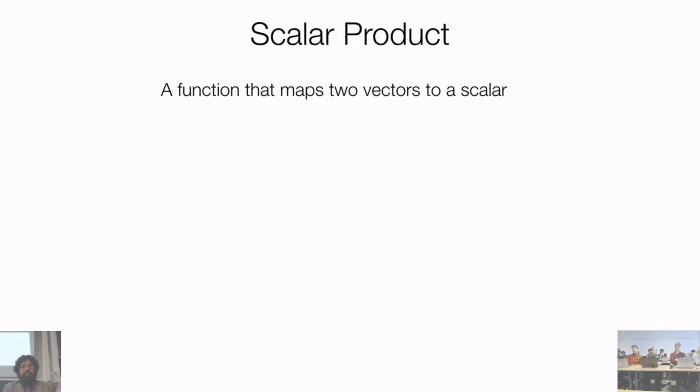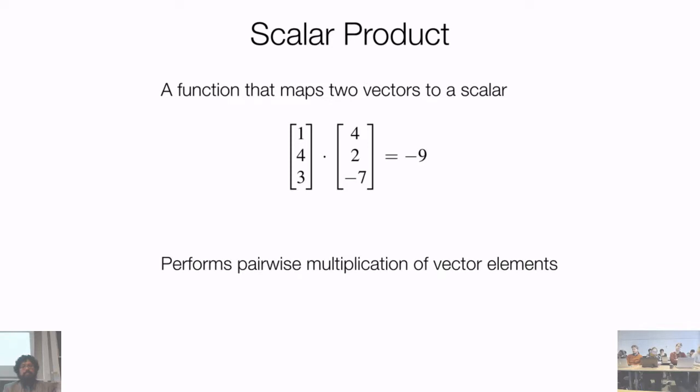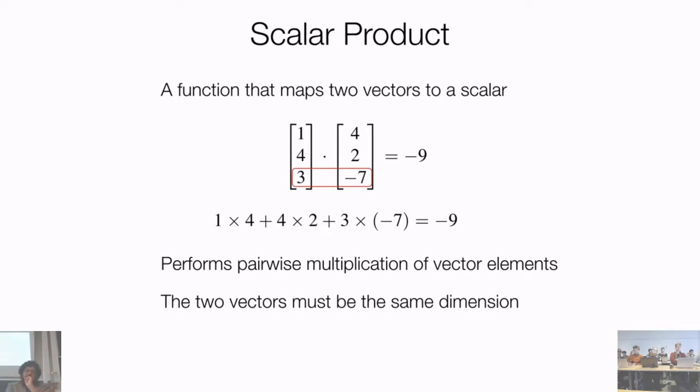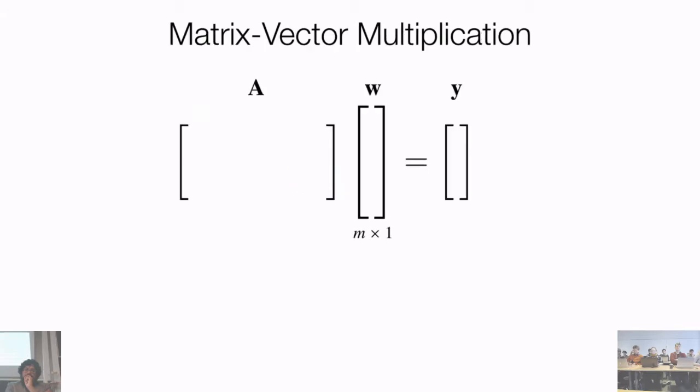Now let's talk about scalar products. This is a function that maps two vectors to a scalar. For instance, if we take as input these two three-dimensional vectors, the scalar product of these two vectors equals -9. How do we get this number? To do so, we perform pairwise multiplication on the vector elements. We first multiply their first entries, then their second entries, then their third entries, and we take the sum of these products, and we get -9. It's important to note that these two vectors must be of the same dimension, and a scalar product is also called a dot product or an inner product, and we'll use this terminology interchangeably.